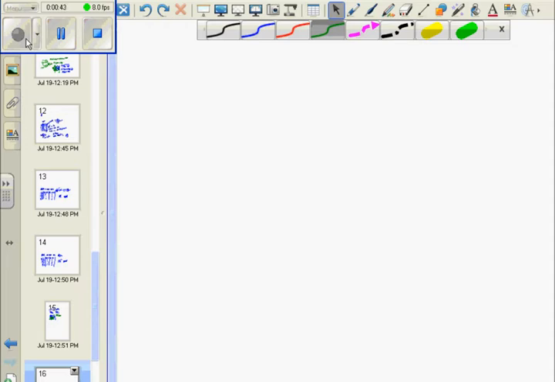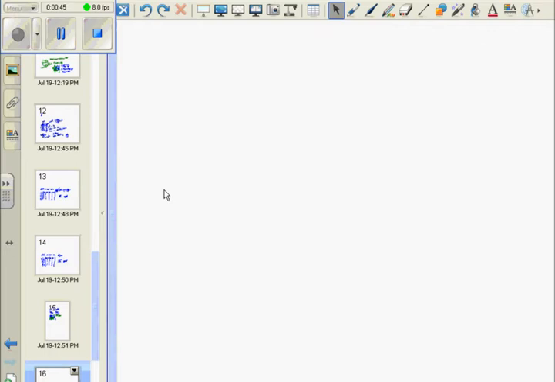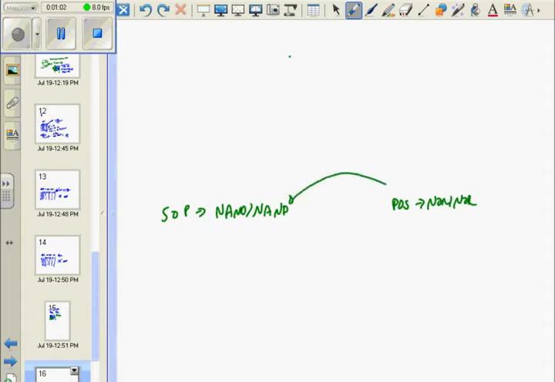So it's very, very easy to go from SOP to NAND, NAND. And also very easy to go from POS to NOR, NOR. But to go between these two domains, as we've seen before, to go between SOP and POS, it's useful to use the truth table. You don't have to, but I think this is the easiest method. So let's first look at how to go from SOP to NAND, NAND.